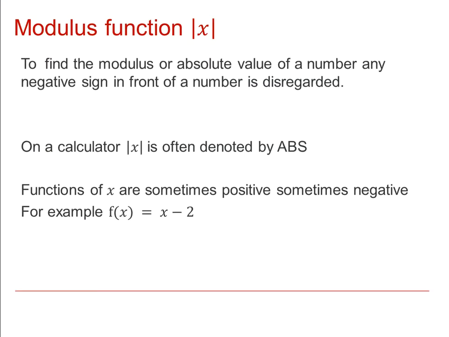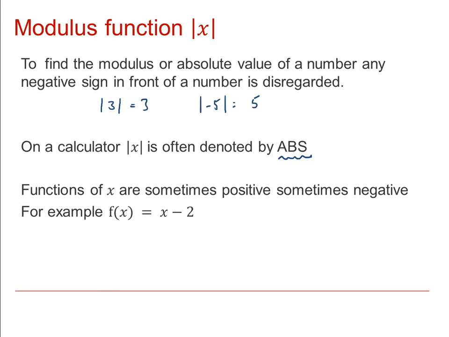Well, to find the modulus or absolute value of a number, we ignore any negative signs. So, for example, the modulus of 3 would just be equal to 3, whereas the modulus of negative 5 would be equal to 5. On a calculator, the modulus is often denoted by abs. So make sure you can find this on your calculator.